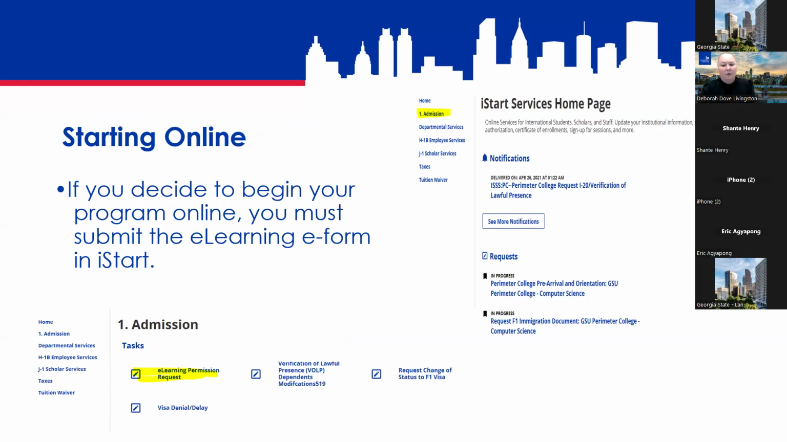The e-learning permission request e-form must be submitted for every term you wish to continue studies online from your home country. Failure to submit this e-form will cause health insurance fees to be generated to your account, since health insurance is mandatory for students attending Georgia State University holding F1 immigration status. So to ensure that you're not charged, please make sure to complete and submit the e-form each semester you want to continue with online classes from your home country, including summer semesters. Next slide.